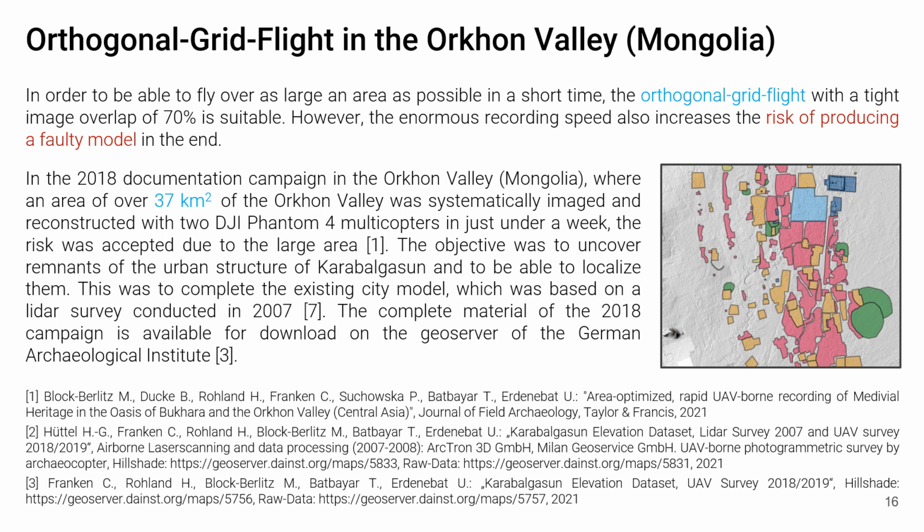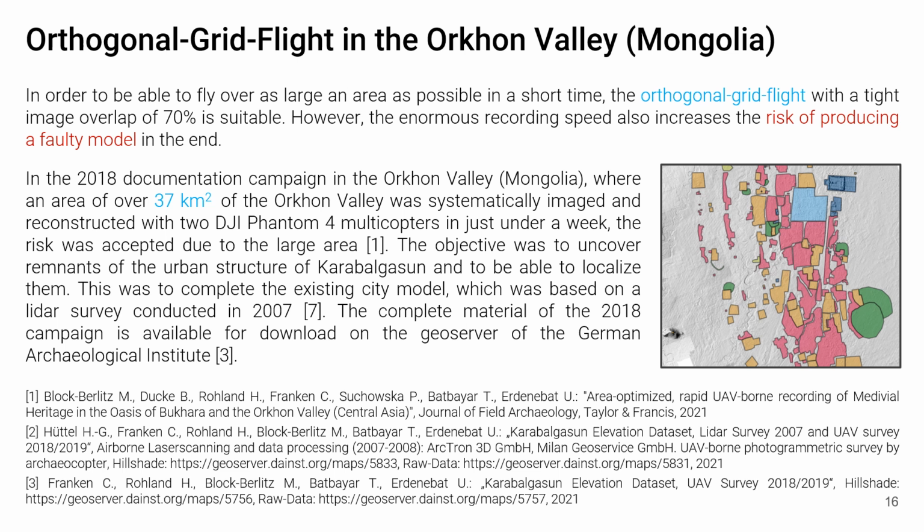This can happen if the weather conditions are not optimal, and for example, wind blows displace some or several camera shots. In the 2018 documentation campaign in the Orkhon Valley, where an area of over 37 square kilometers of the Orkhon Valley was systematically imaged and reconstructed with 2 DJI Phantom 4 multicopters in just under a week, the risk was accepted due to the large area.